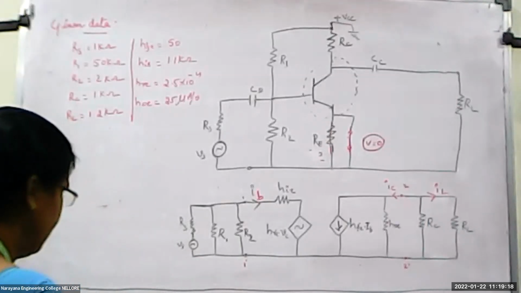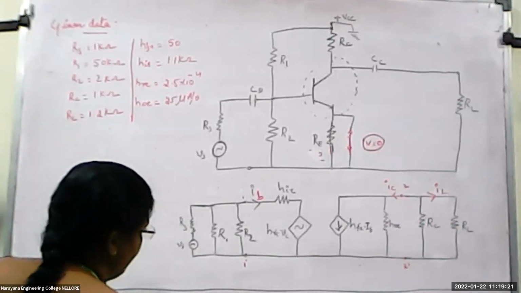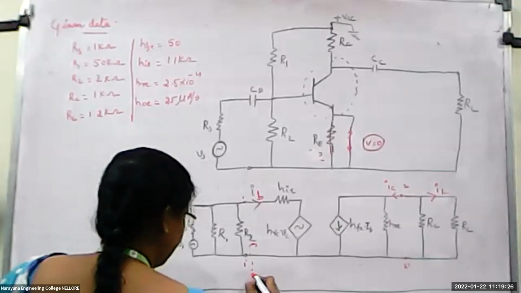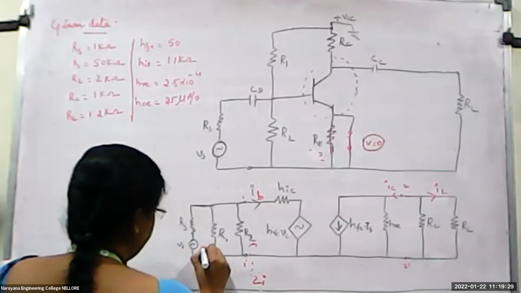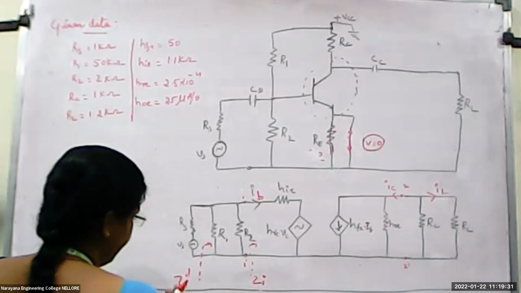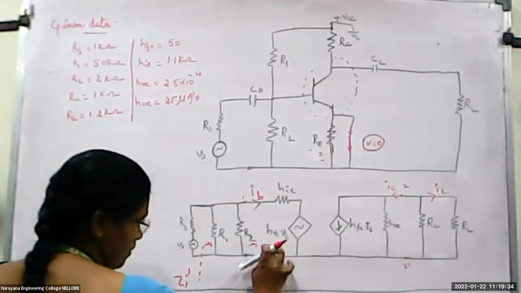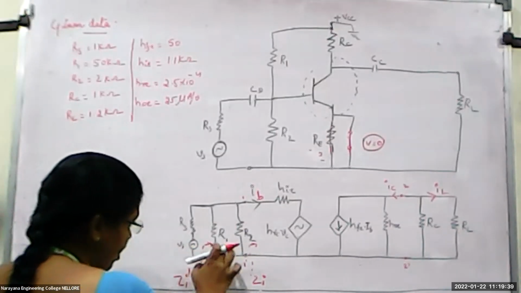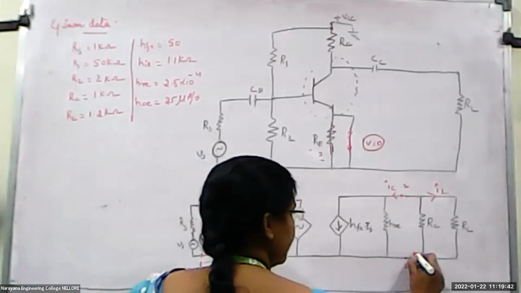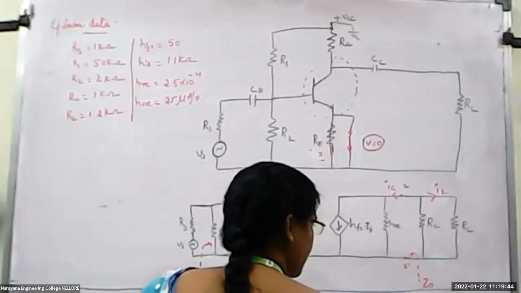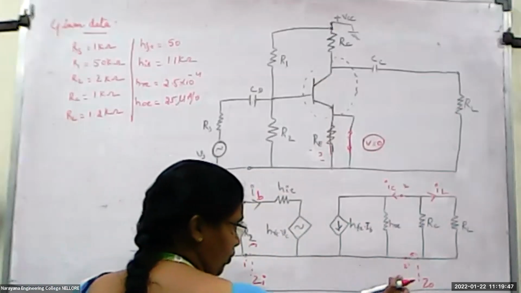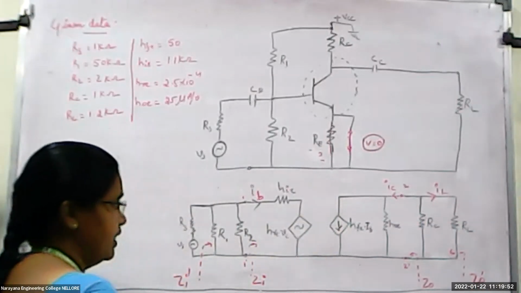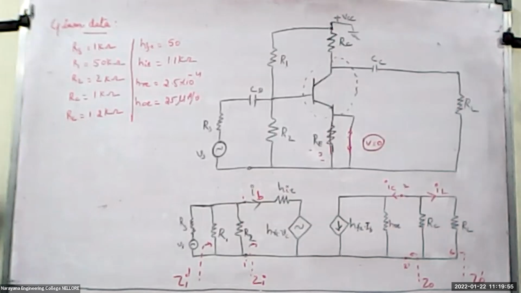Next, go for the indications here. At this point, there is ZI. At this point you can get ZI dash. ZI is the input impedance across port 1. ZI dash is the overall input impedance along with R1 and R2. At this point, you can get Z0. Z0 is the output impedance at port 2. Z0 dash is the overall output impedance.